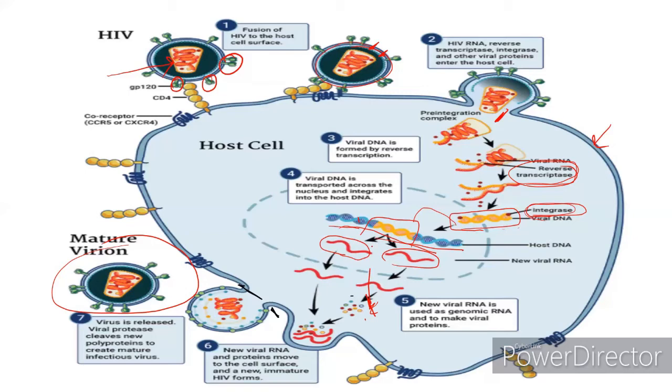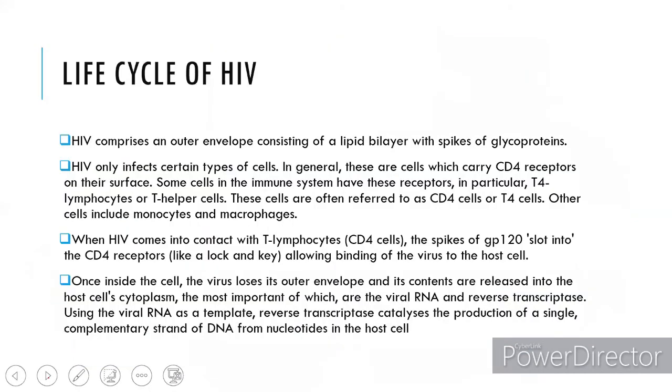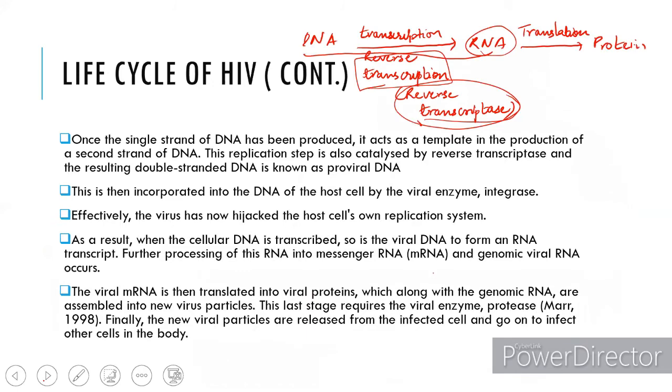The host cell DNA starts the process of transcription, and we have genomic RNA and mRNA. The mRNA gets translated into proteins, and the genomic RNA along with the proteins moves to the end of the cell surface, and they start to bud off. And then the protease is used to cleave the polyproteins to create a mature HIV, and this infects other cells. This is the life cycle of HIV. This is the text from which I have explained.